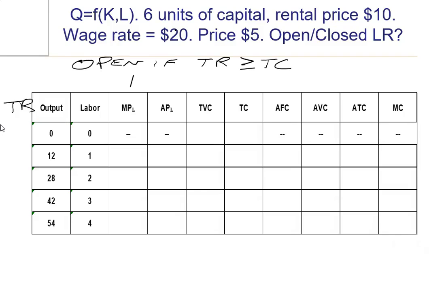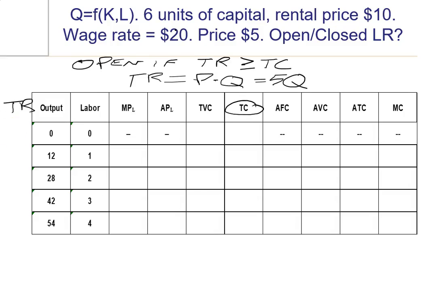And total revenue is, of course, your price times your quantity. And the price here is $5 each. So it's $5 times Q, and this output will tell us our total revenue. So we need to calculate a column of total revenues, and we need to calculate this column of total cost.